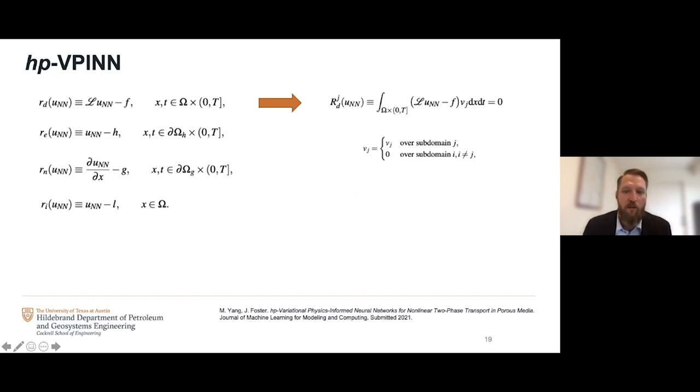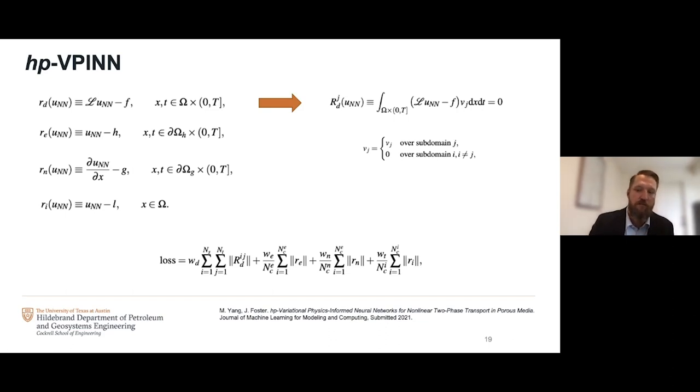And the HP comes with the fact that we can break this integral into subdomains, and we can also have multiple test functions. So the H refers to refinement of the subdomains, and the P refers to refinement of the polynomial space of the test functions. The final loss function is this, and it looks kind of complicated, but basically, again, it's just this weakened residual of the balance law and the boundary conditions. And there are also these weights in here, which are hyperparameters, if you will, that assign importance to the various terms in the loss function. I think in the examples we show, these are all one, so they could be removed from this equation.